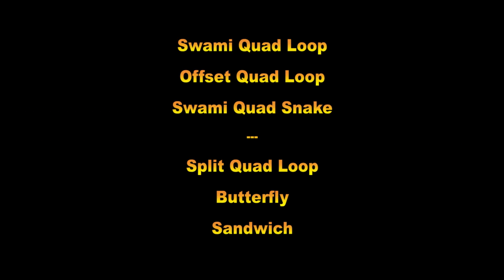I have decided on what I think are some appropriately descriptive names for each of these 6 patterns. The Swami Quad Loop, the Offset Quad Loop, the Swami Quad Snake, the Split Quad Loop, the Butterfly, and the Sandwich. And I think you will agree that these names make sense as soon as you see their construction and see them in action. As I mentioned earlier, each one is an XY chain of exactly 4 by-value cells. First, we're going to look at the granddaddy of them all, the Swami Quad Loop.